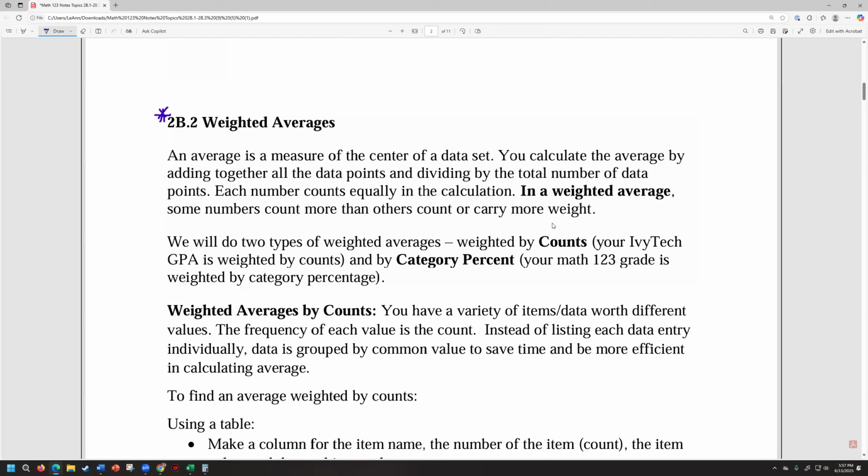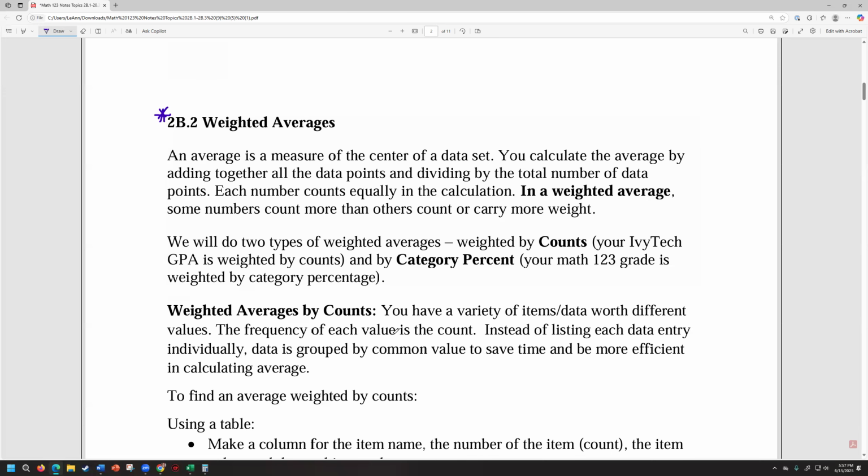So we're going to show you two types of weighted averages. One is by counts, which is how GPA works, and I'm going to show you that. The other one is category percents, which is how our Math 123 grade is calculated. It's weighted by category percentages, essentially. So exams are worth a certain percentage, quizzes are worth a certain percentage, and so on.